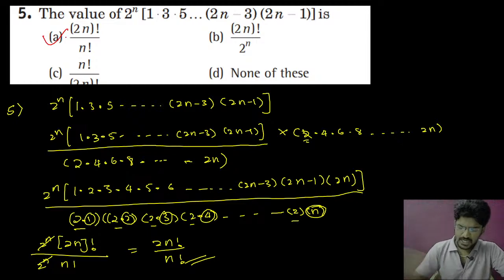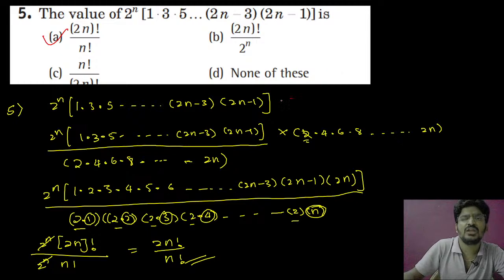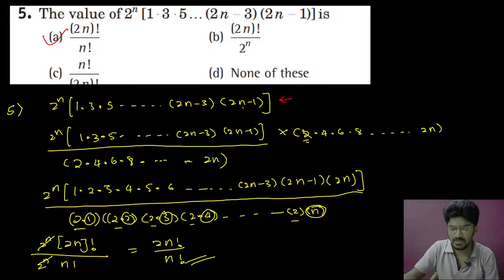So from this you can understand option A is going to be the right answer. If all of you are following and understanding, quickly tell me yes, so that I can go for the next problem. No problem, if you get any doubts you can ask, I will explain it. So you just see, they have given this particular product 2 to the power of n multiplied with 1, 3, 5, so on to 2n minus 3 into 2n minus 1.